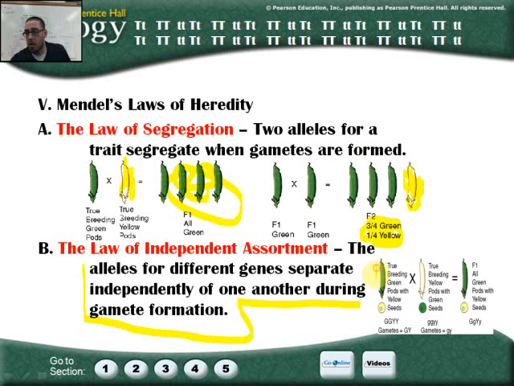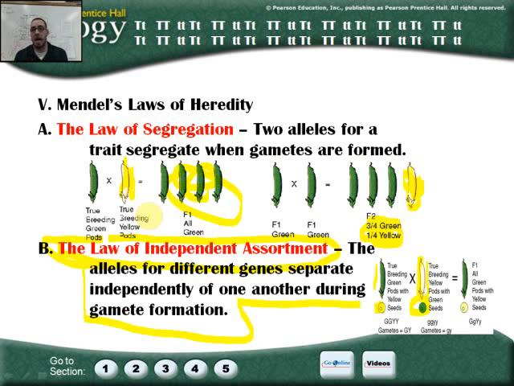The law of independent assortment is a little bit different. Just because you have a pod color with green, and then you have a seed color that should be a kind of yellow color, that doesn't mean you're always going to have that factor. Just because you have a yellow pod and a green seed, that doesn't mean that those two traits go together. What we're trying to say with the law of independent assortment, and what Mendel said, is that every gene, every trait will separate independently from each other.